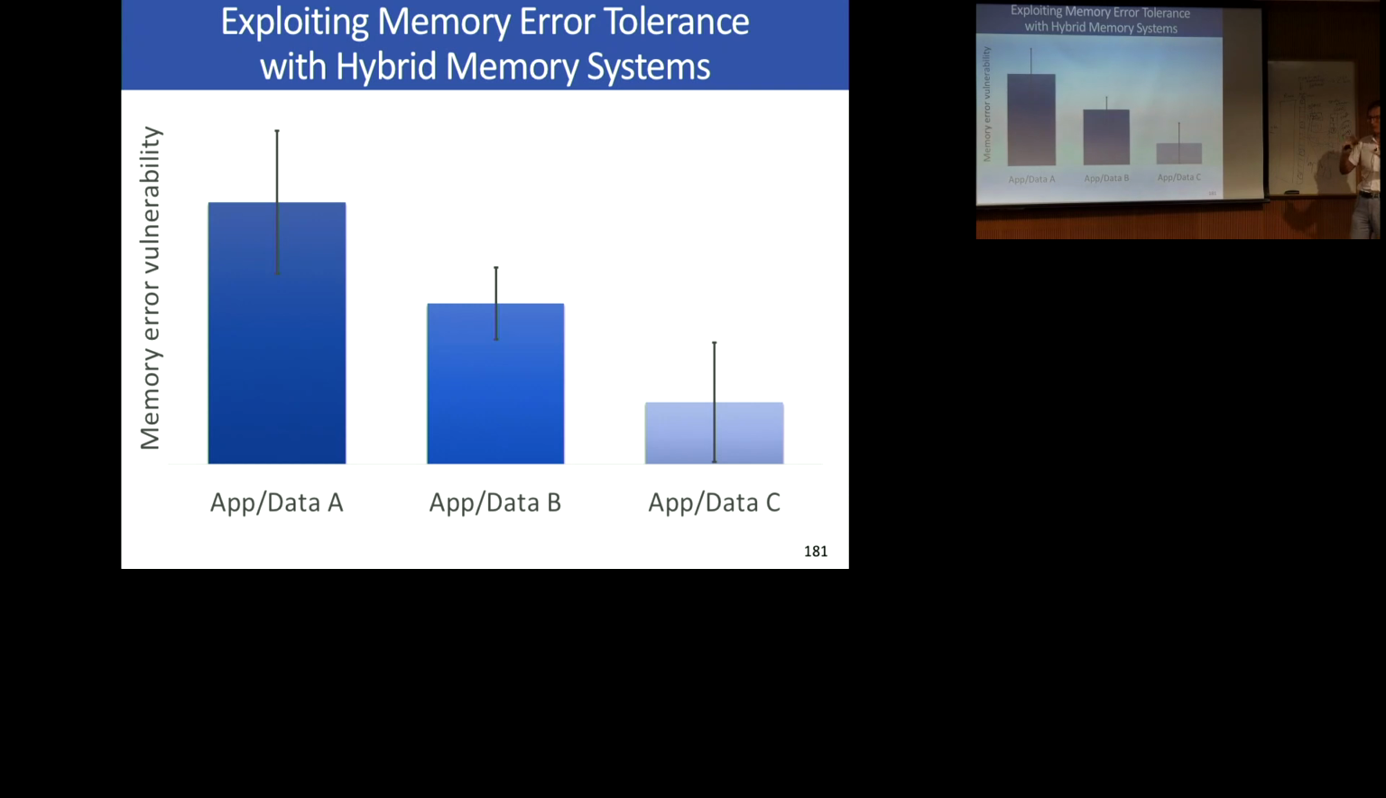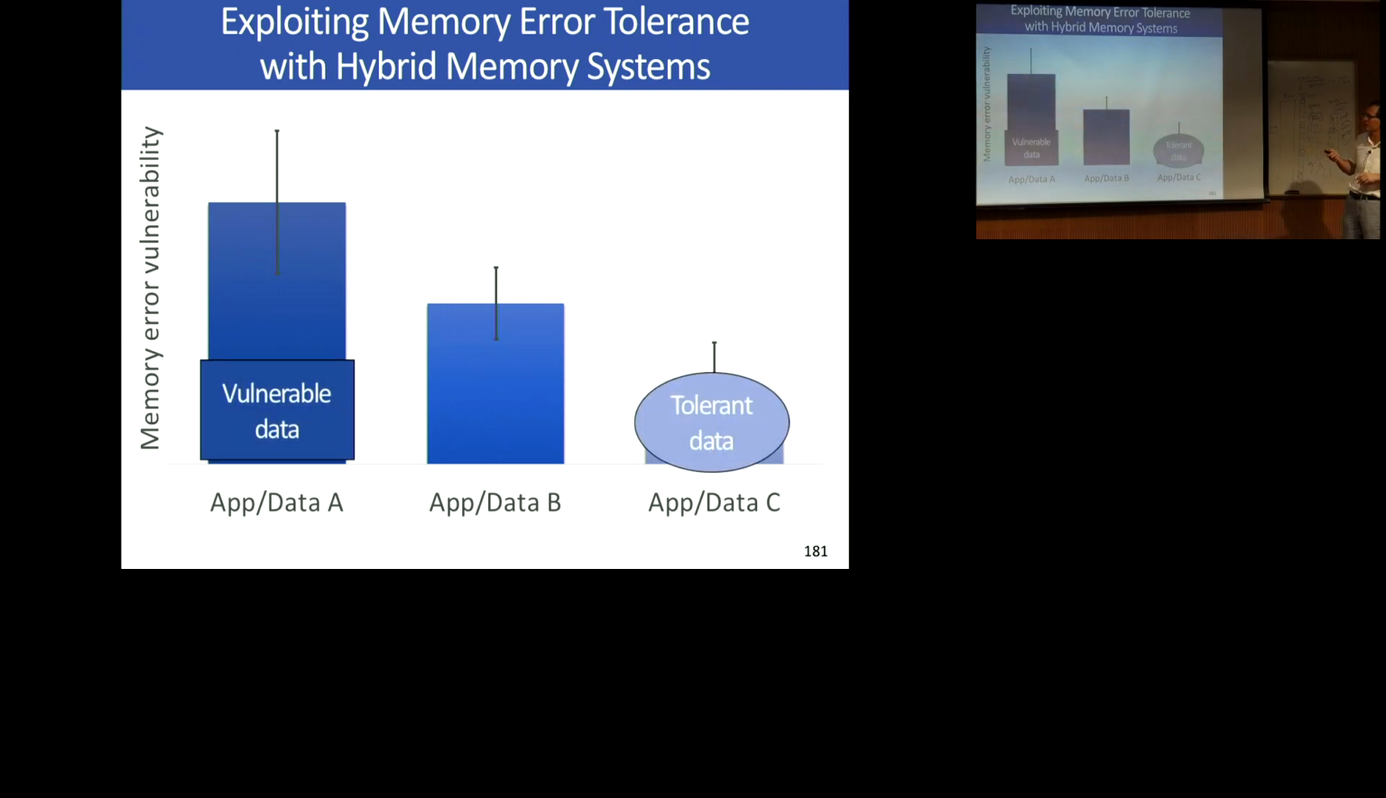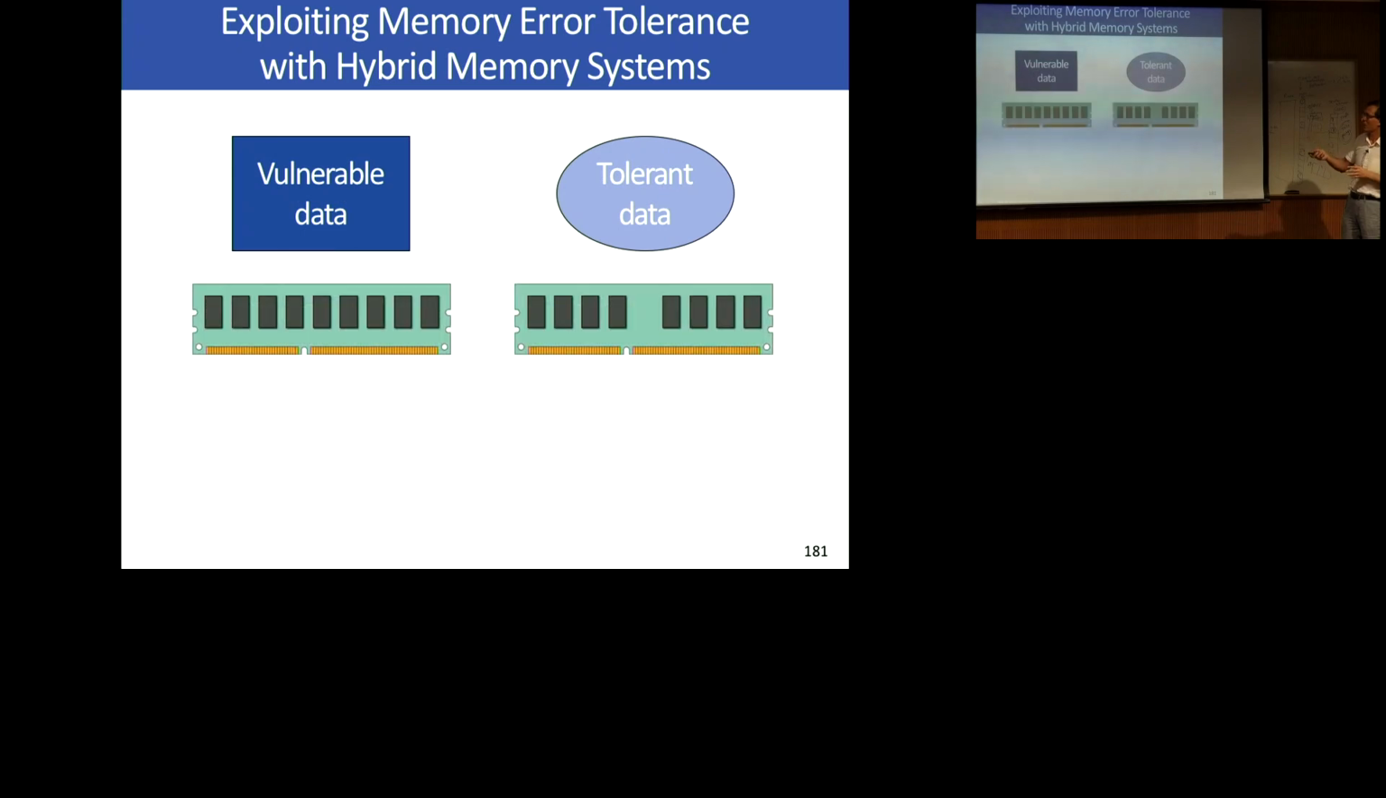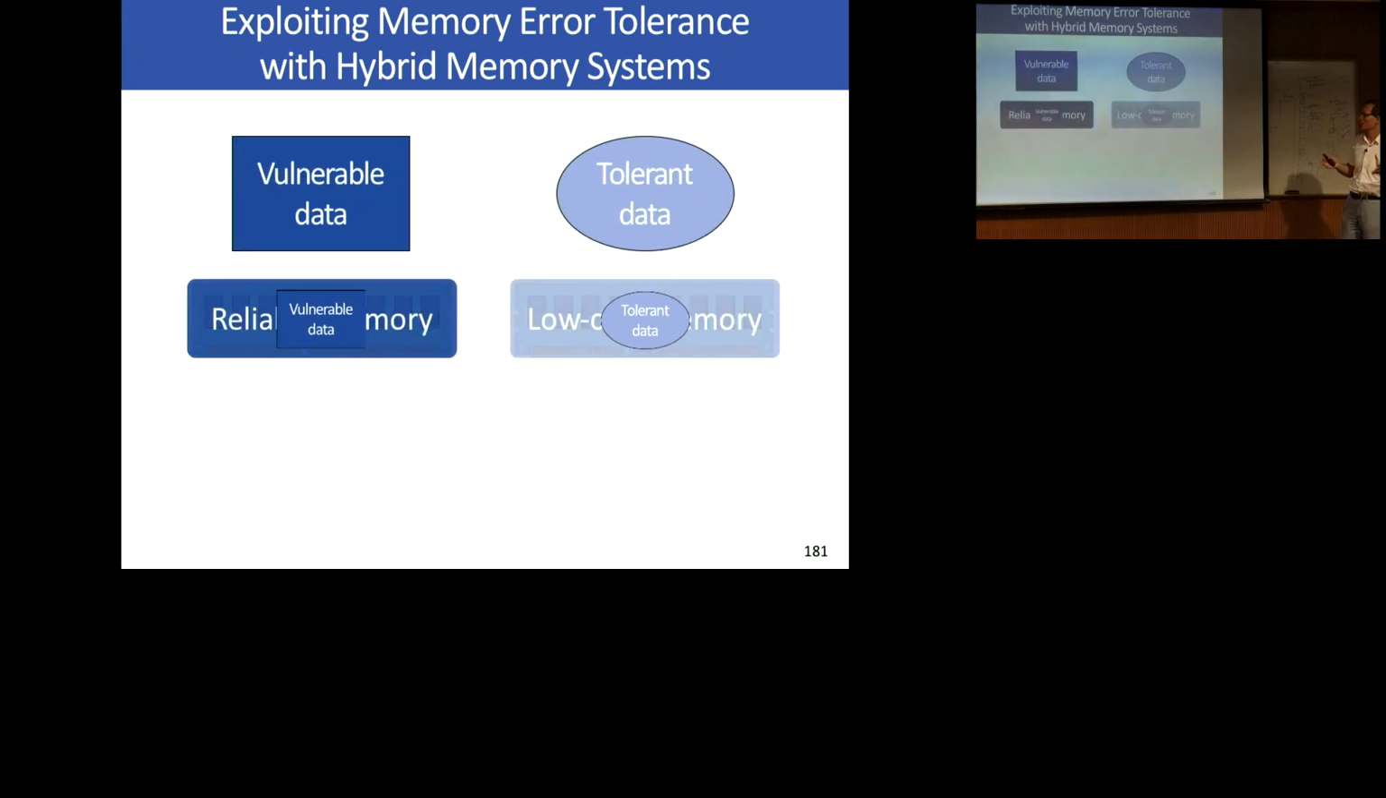Okay, I showed you this before. I'm going to go through this very quickly again. Basically, if you can identify the vulnerability of your data to errors, you can categorize your data as vulnerable and tolerant. Or you can have shades of gray of this somehow. And somebody needs to do that. The programmer is probably the right person to do that. So you need to have mechanisms in the programming model to be able to do that.